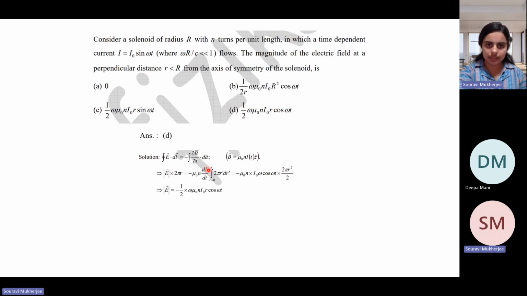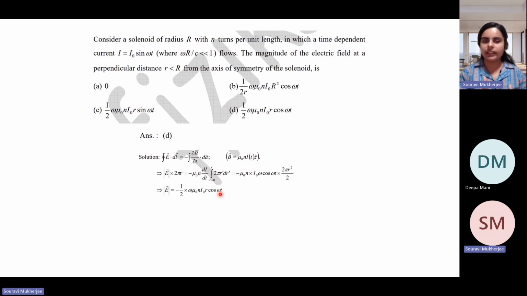And here, what you have considered is that your current is varying in the solenoid, so the magnetic field that is generated is varying, right? You know this is how B is related to I. So you include that time dependence of B here, you solve this, and you get an expression for the electric field.